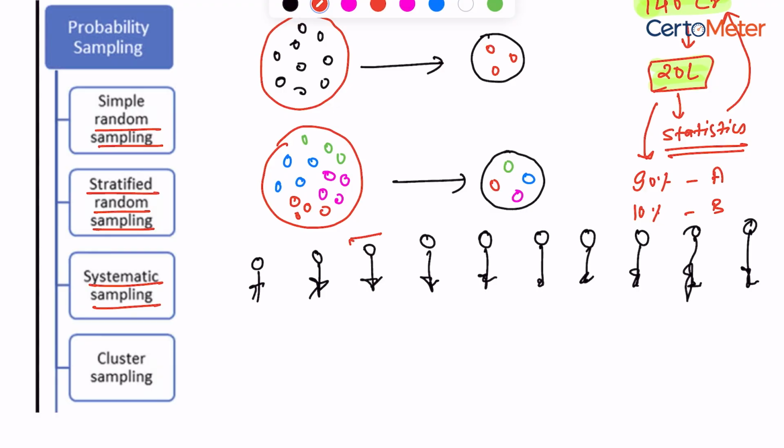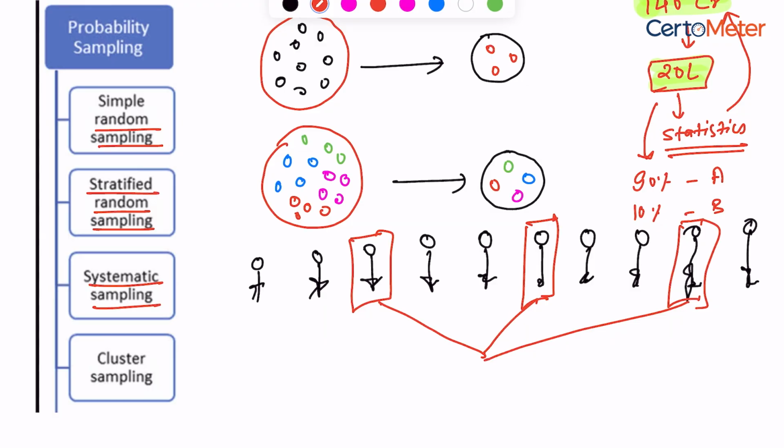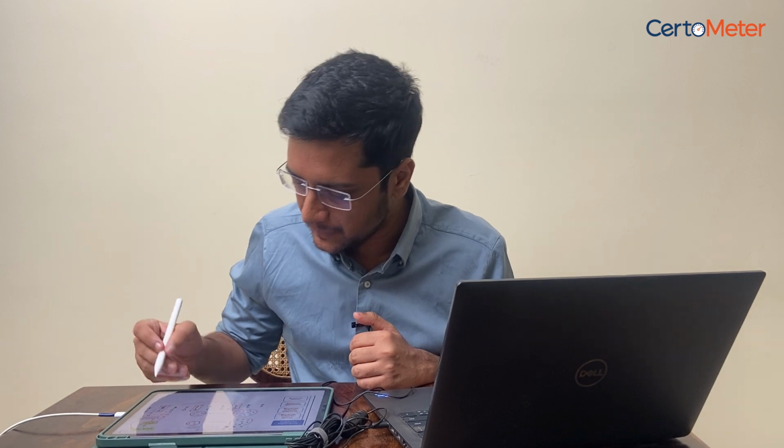So in my sample, this person will go, then 1, 2, 3, this person will go, 1, 2, 3, this person will go. So these 3 people will together form my final sample. So in systematic sampling, we form some kind of system, and based on those rules only, we are going to select our final population, right? So this is systematic sampling.